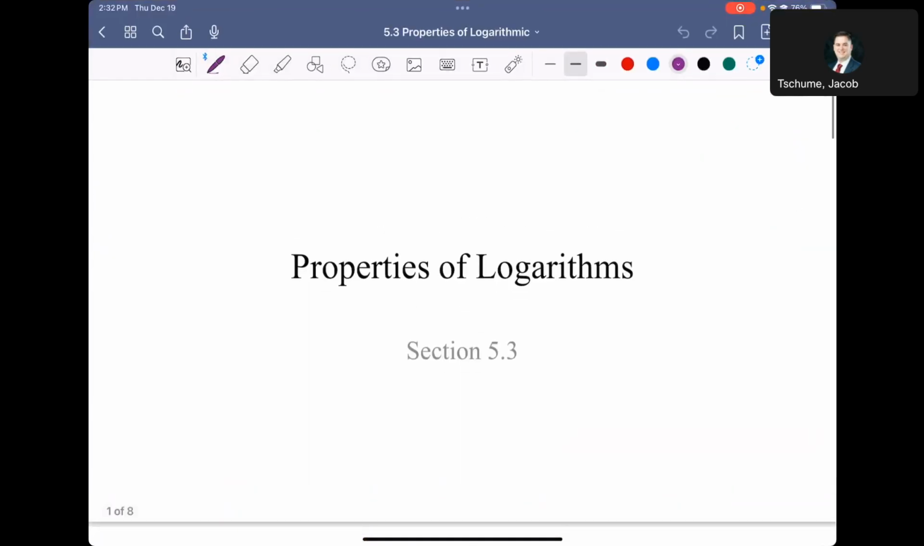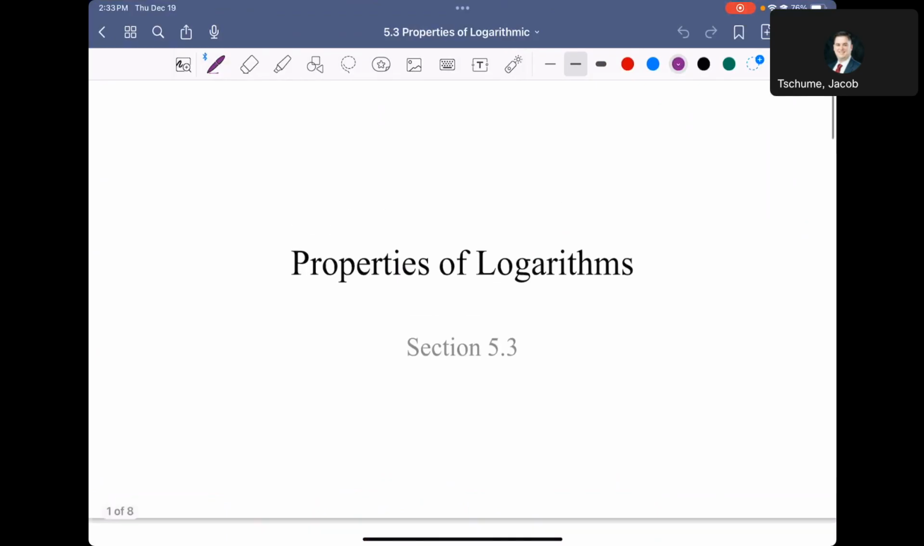All right, in this video, we are going to be moving into section 5.3. In the previous video, we talked about an introduction to logarithmic functions and talked about maybe a couple of things at the end, like cancellation properties. In this video, I want to dive a little bit deeper into some other properties of logarithms that might be helpful for us as we continue our talks here in chapter 5.